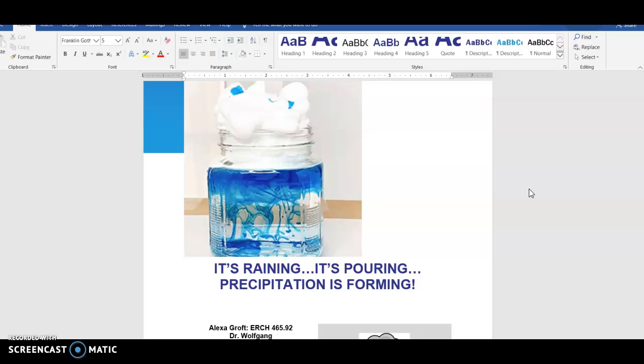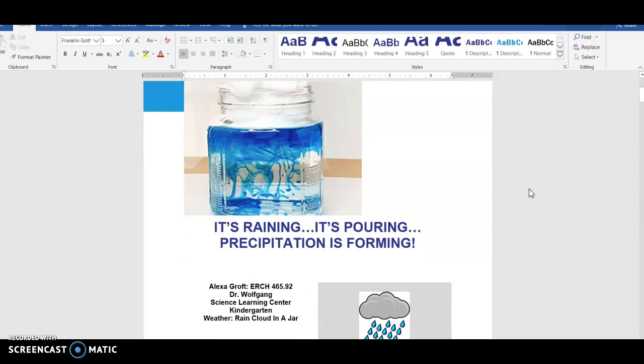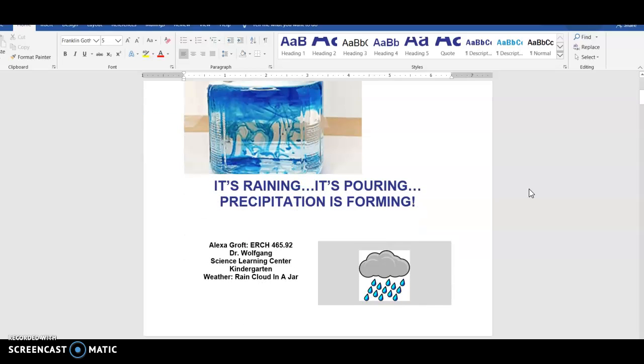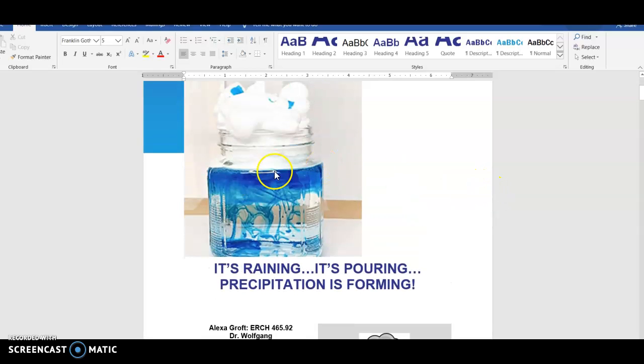And my Science Learning Center is called It's Raining, It's Pouring, Precipitation is Forming. This is a kindergarten Science Learning Center, and it is also for weather, rain cloud in a jar. For this experiment, I will have a video linked in D2L so that you can see how the experiment actually works.